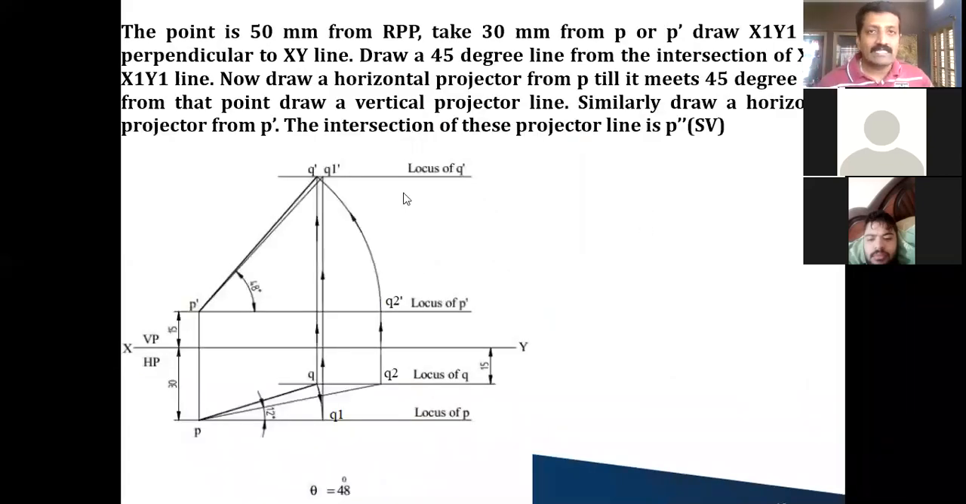You know the true length distance, you know how much it is, 75 millimeter. From P dash as the center, 75 millimeter, you cut an arc on the locus of Q dash, and I can mark that as Q1 dash. I can join it. So this is a shortcut method. The true length doesn't change in top view or front view, it remains the same. You can join P dash and Q1 dash with a medium thick line and complete the projection.